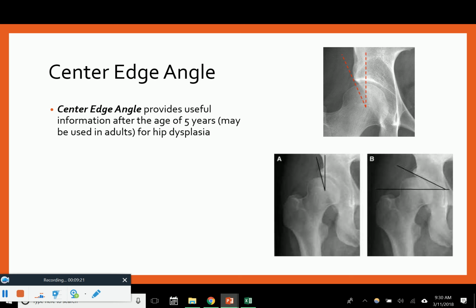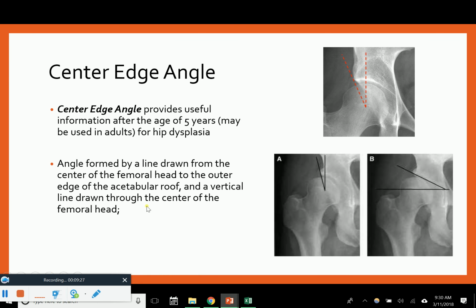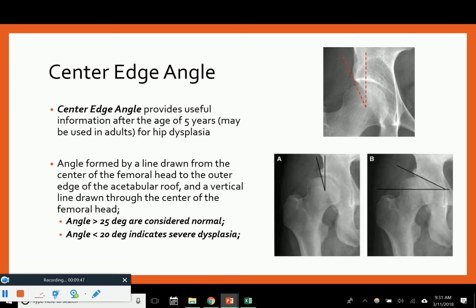So as we move on in this lecture, the center edge angle is the angle formed by a line drawn from the center of the femoral head to the outer edge of the acetabular roof and a vertical line drawn through the center of the femoral head. The angle, if it's greater than 25 degrees, is considered normal, and an angle less than 20 degrees indicates severe dysplasia.